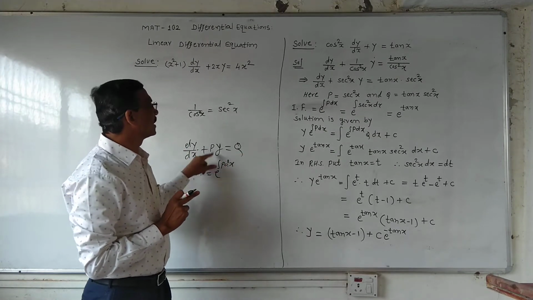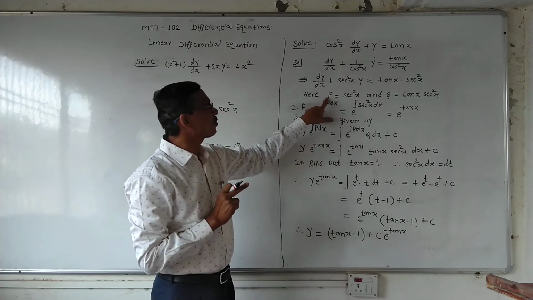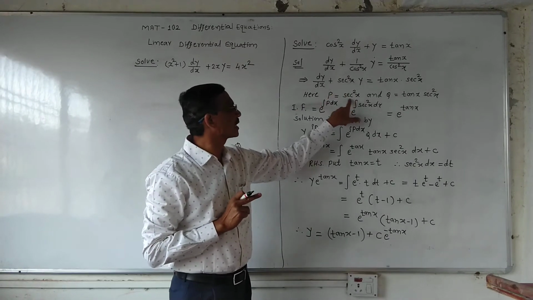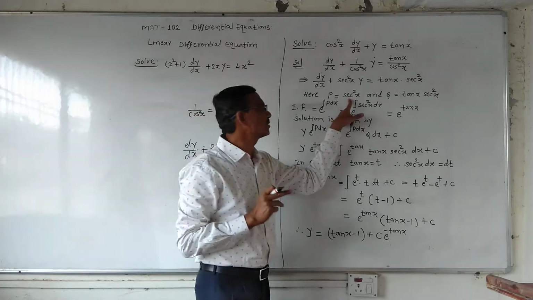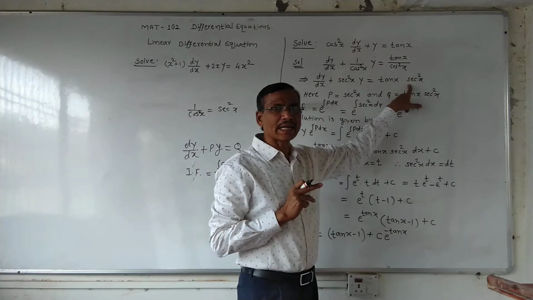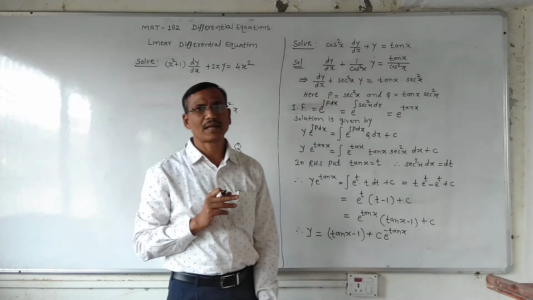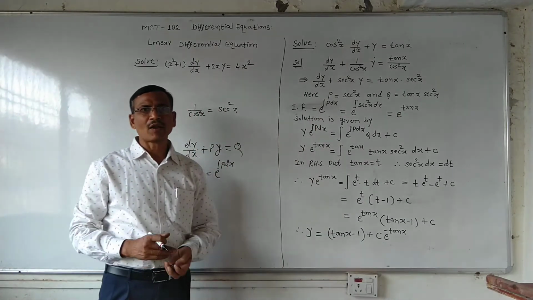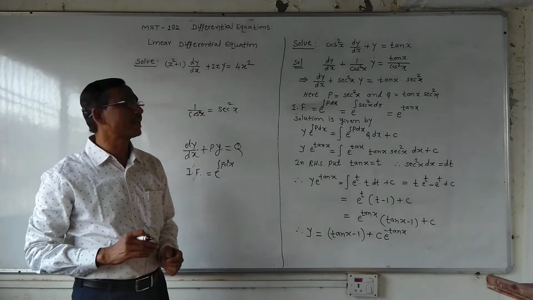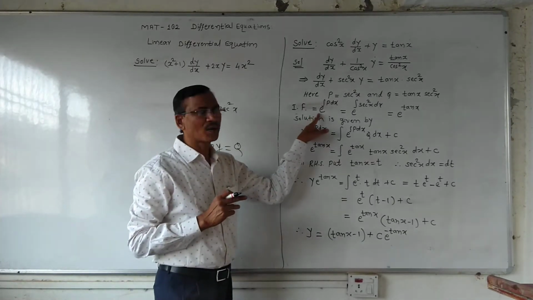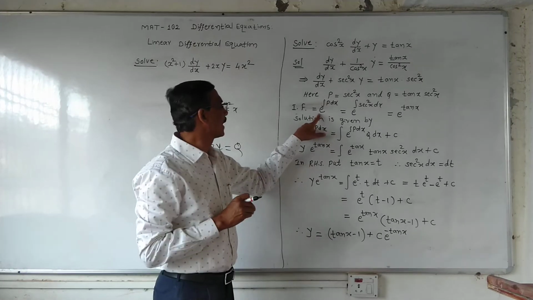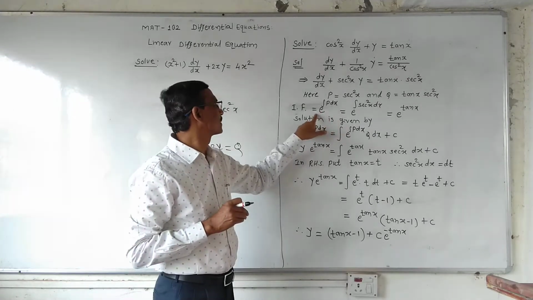Now comparing with this, what is the value of p? P is the coefficient of y, that is sec square x. And what is the value of q? That is the right hand side, which is tan x into sec square x. After writing the values of p and q, we shall find the integrating factor. The formula is e raised to integral p dx.